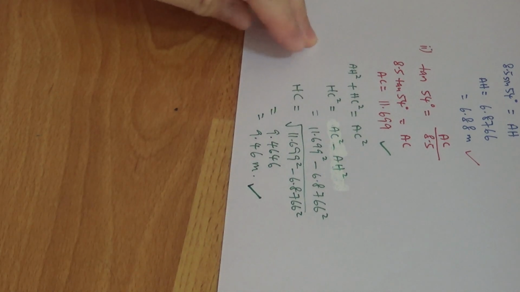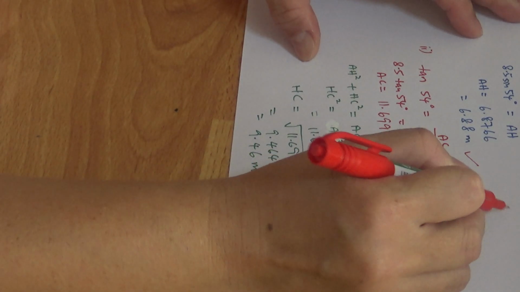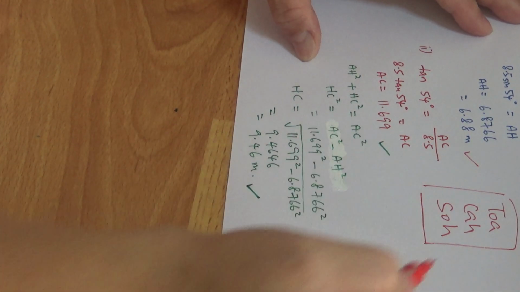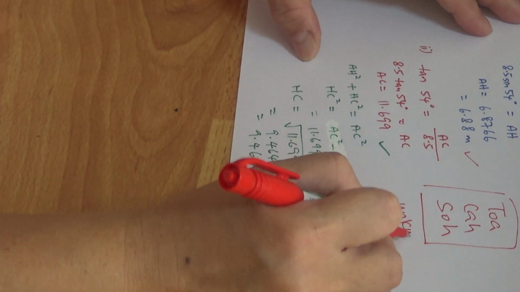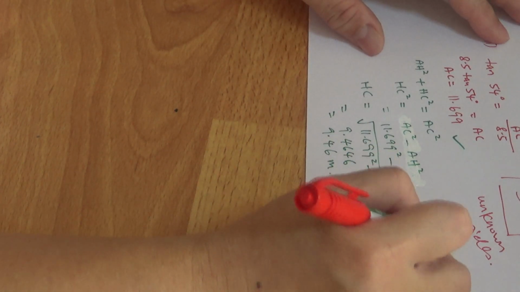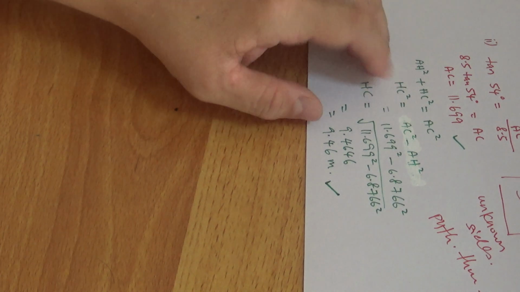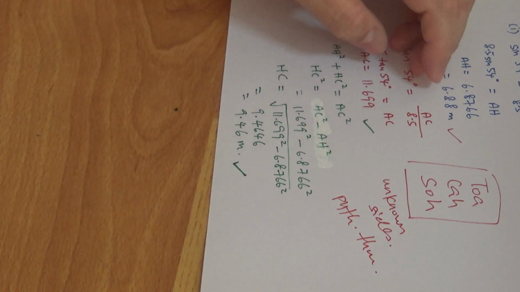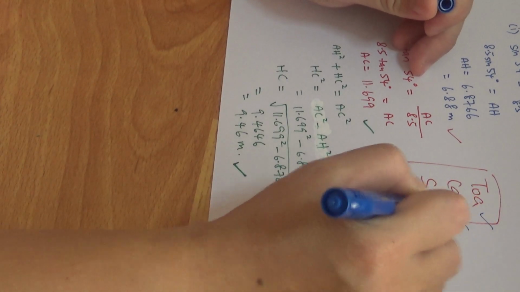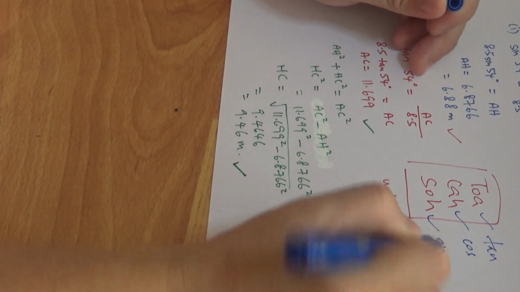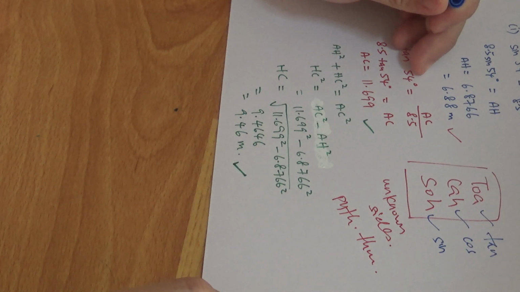Now I'm going to summarize this section 2. This section 2 is applying sohcahtoa, that means sine, cosine and tangent, to find unknown sides. Notice that Pythagoras theorem can also be used in this particular section. What is important is that you must first identify which ratio you want to use: is it tangent, is it cosine, or is it sine, depending on the information given in the question itself.